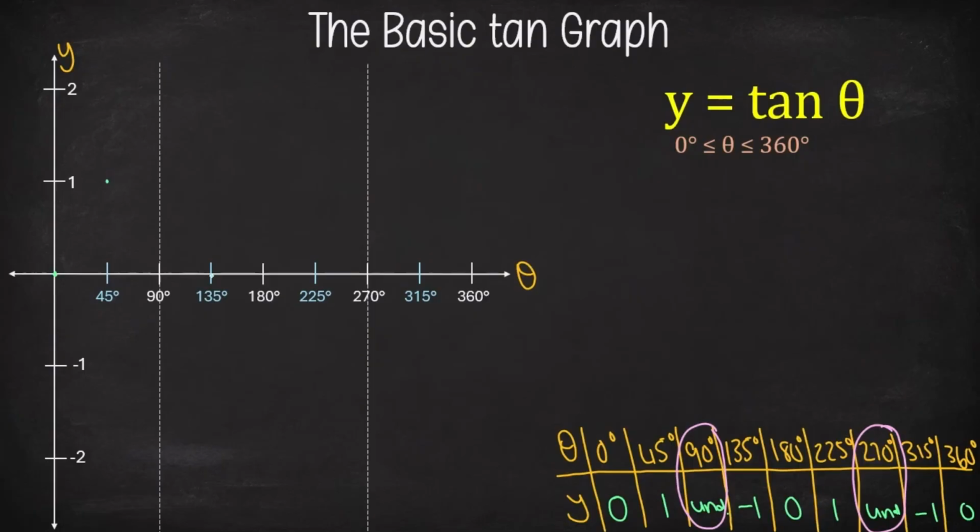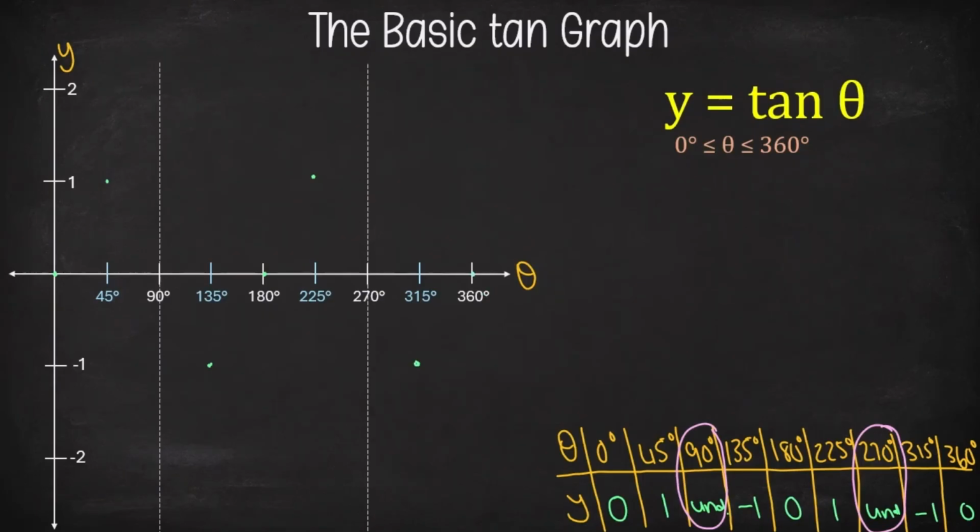When I'm at 135 degrees, the y value is -1. And then at 180 degrees, the y value is 0. And at 225 degrees, the y value is 1 again. And then 270 degrees is undefined. At 315 degrees, the y value is -1 again. And then at 360 degrees, it is 0.